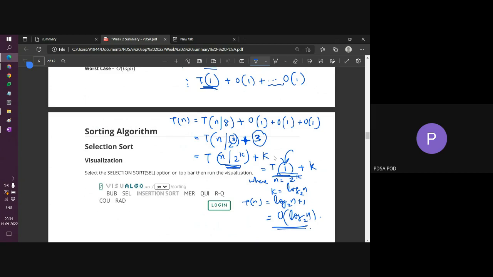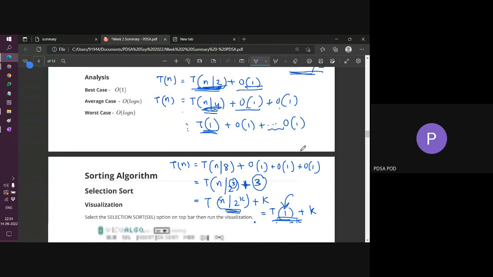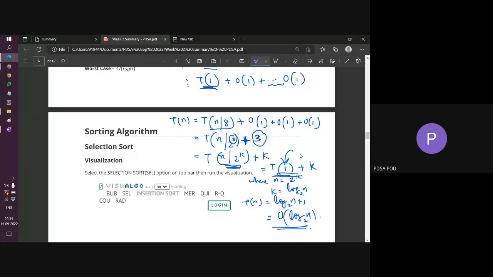So is it okay for everyone how we expanded it? n by 2 plus 1. Now n by 2 you substitute by n by 4 plus 1. n by 4 you substitute by n by 8 plus 1, and it goes on, and then you get a pattern here. If it is 2 power 3, then you have 3 constants here, which is 3. If it is 2 power k, you have k constants here. Then the base case, which is T of 1, means that n by 2 power k equals 1, which is nothing but n equals 2 power k, and k equals log n to the base 2.